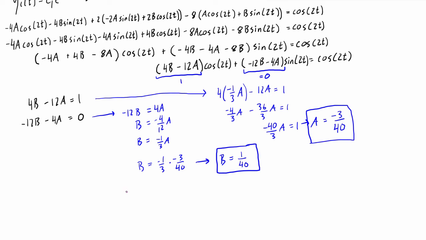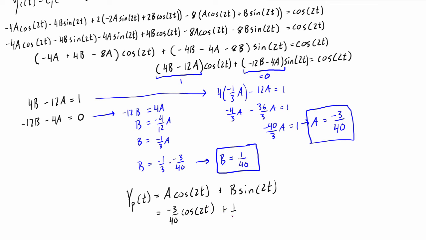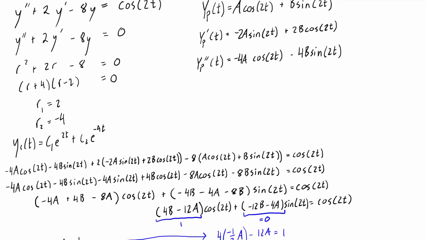Our particular solution was yp of t, and that was equal to a cos 2t plus b sine 2t. Now we know a and b, so that's equal to negative 3/40 cos of 2t plus 1/40 sine of 2t. So that's the particular solution. If you were asked to find the particular solution to the original differential equation, then that's it.